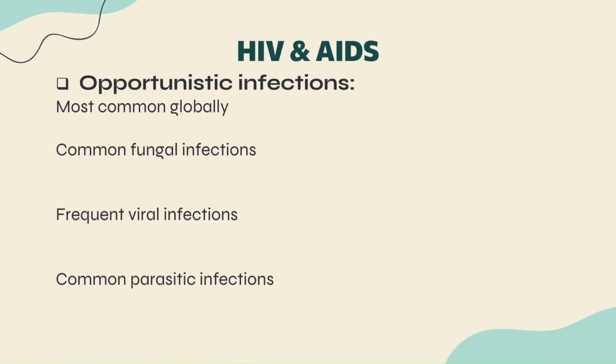Next, some extra points over here. Yes, this is also very important. That is with respect to opportunistic infections. Globally, the most common opportunistic infection seen in HIV or AIDS is a bacterial infection, and that is tuberculosis. Please never forget tuberculosis is the bacterial opportunistic infection, which is the most common global opportunistic infection associated with HIV or AIDS.